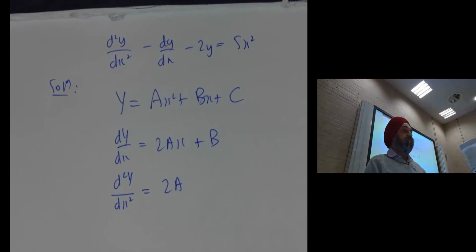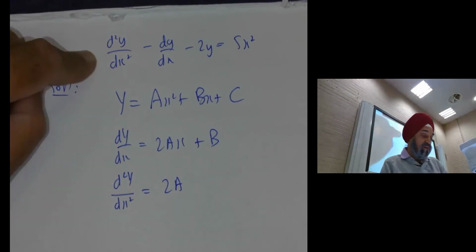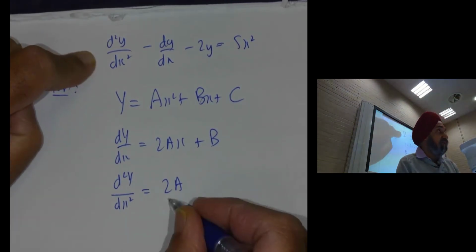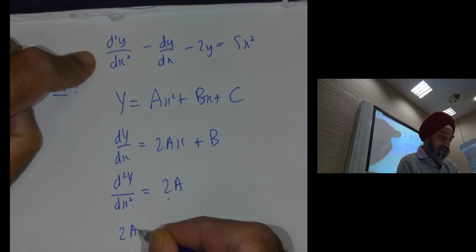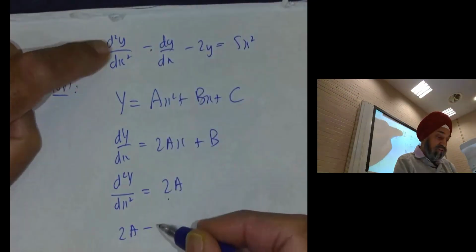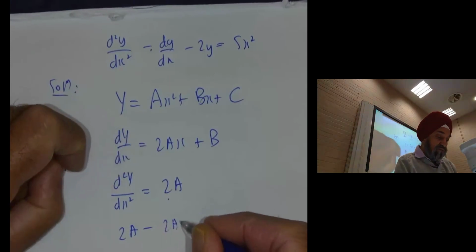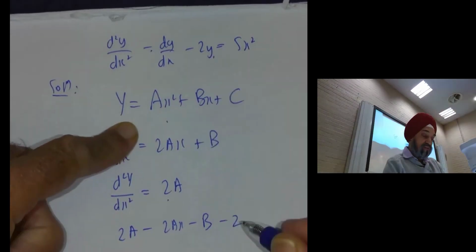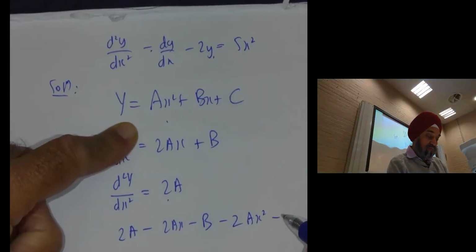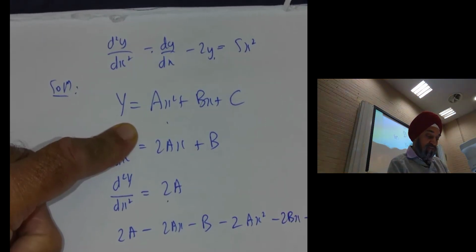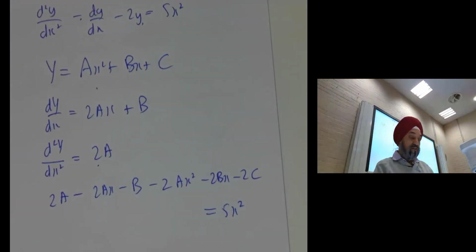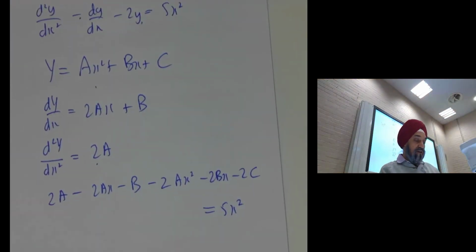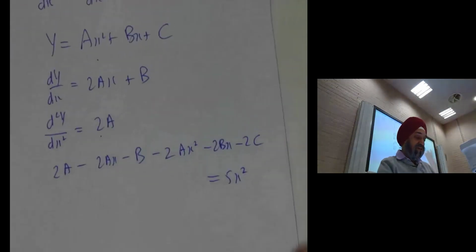How do you find the values of a, b, and c? Go on, Hannah. Yeah, substitute them back into here. So we get 2a, yeah? d squared y dx squared is 2a. So it's 2a. The minus there, look, minus dy dx, which is 2ax minus b, minus 2 times y, isn't it? This one here. Minus 2ax squared minus 2bx minus 2c is equal to 5x squared, isn't it? Yeah? All that's got to equal 5x squared. All right. How do I find each of these a, b, and c's?